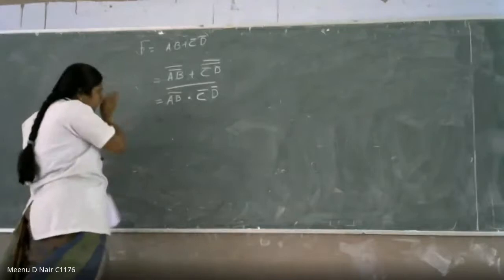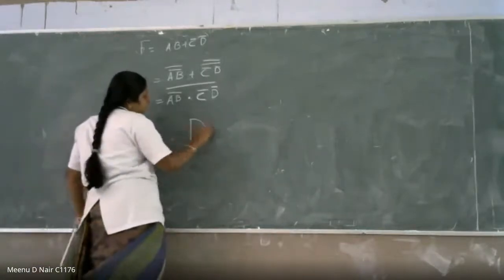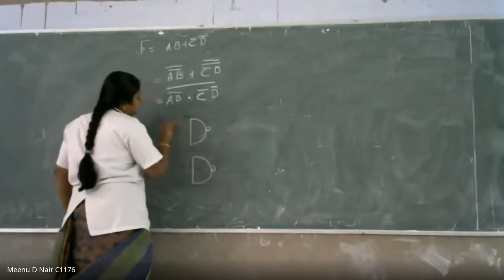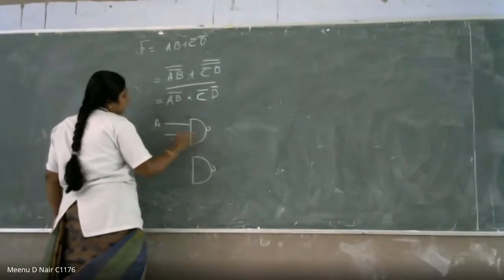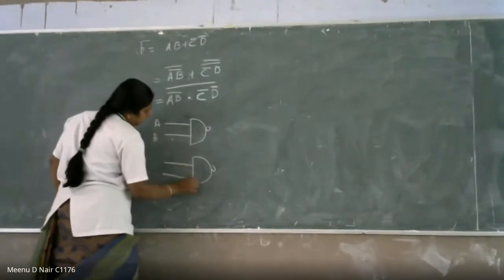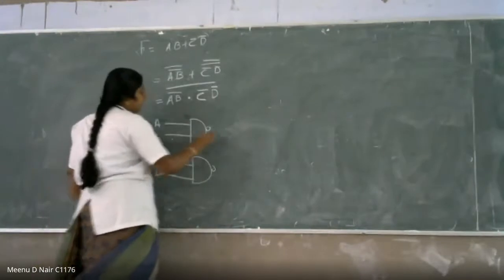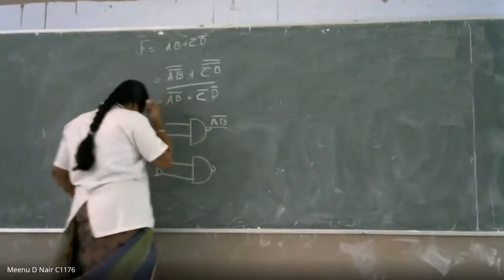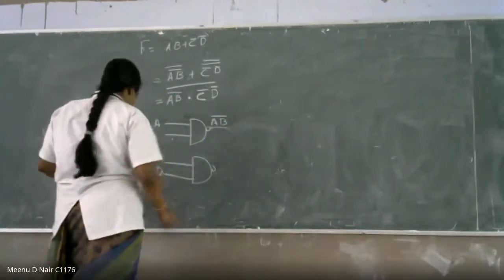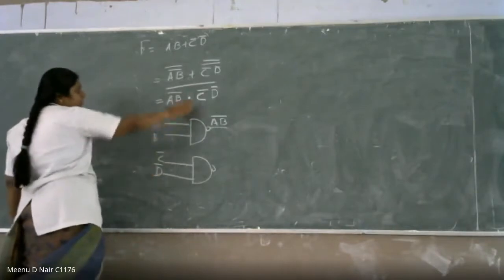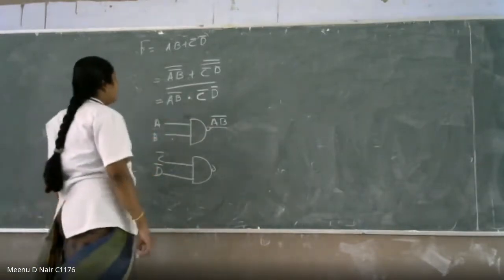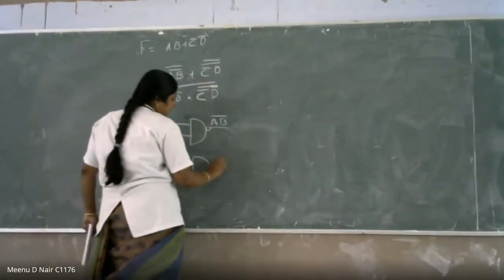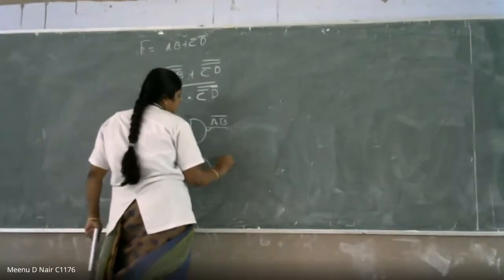Now you can draw the diagram. This is one NAND gate here, second NAND gate. First NAND gate input is A, B, second NAND gate inputs are C and D. So what is the answer here? This is AB bar, and here you are putting C bar D bar, because here it is C bar D bar only. Here one more bar is there. So the answer is C bar D bar whole bar.